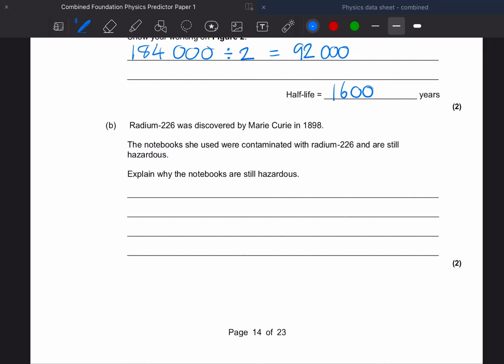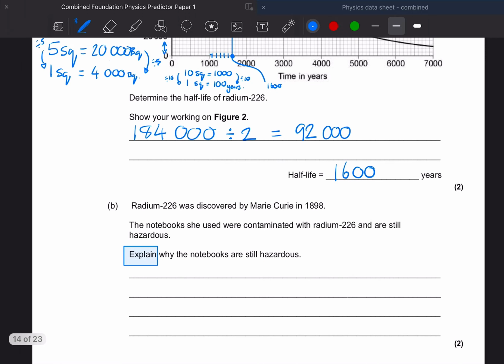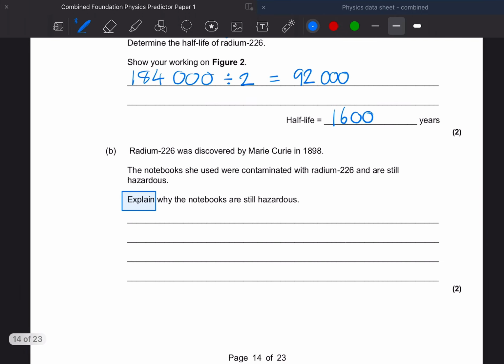Radium-226 was discovered by Marie Curie in 1898. The notebooks she used were contaminated with radium-226 and are still hazardous. Explain. So we've got to give a reason why the notebooks are still hazardous. Let's think about it. The half-life of radium-226 is 1,600 years. So it would take 1,600 years from her using it for the radiation to become half. It hasn't been 1,600 years, so the radiation is still going to be pretty high.